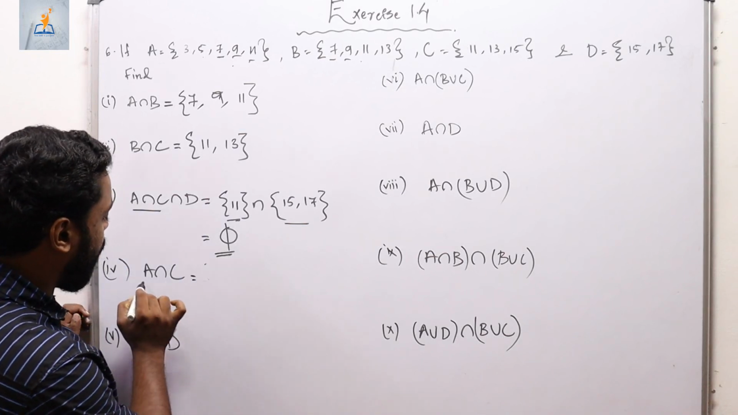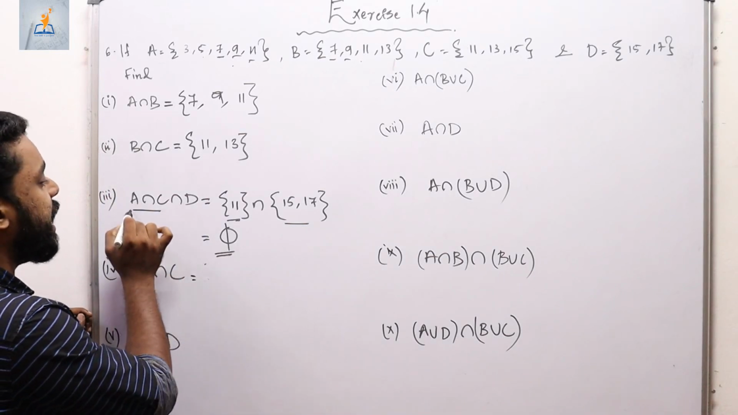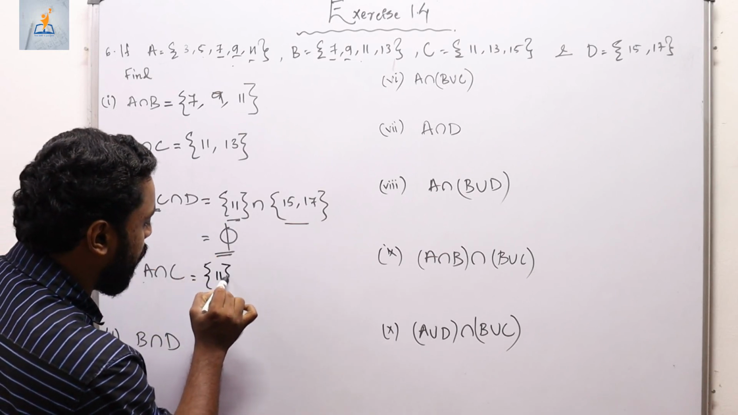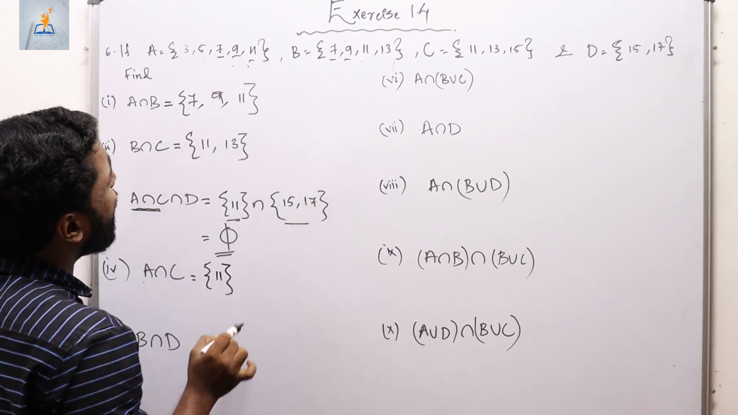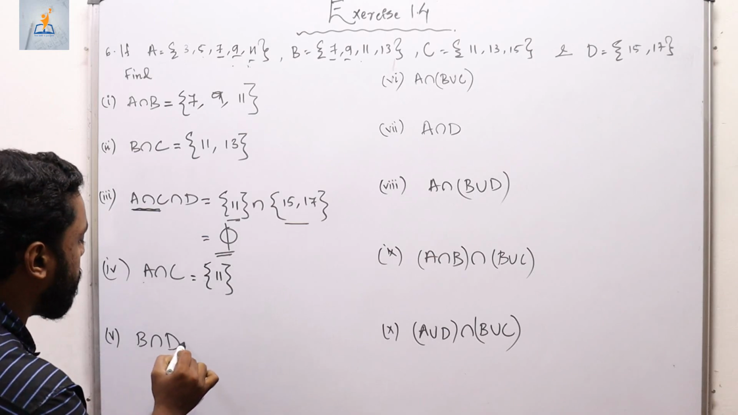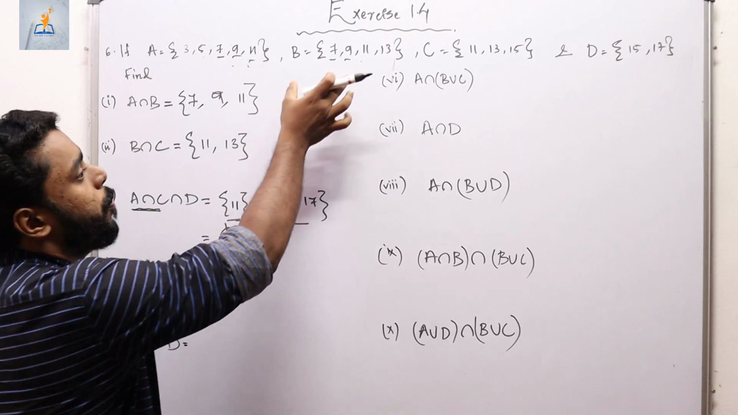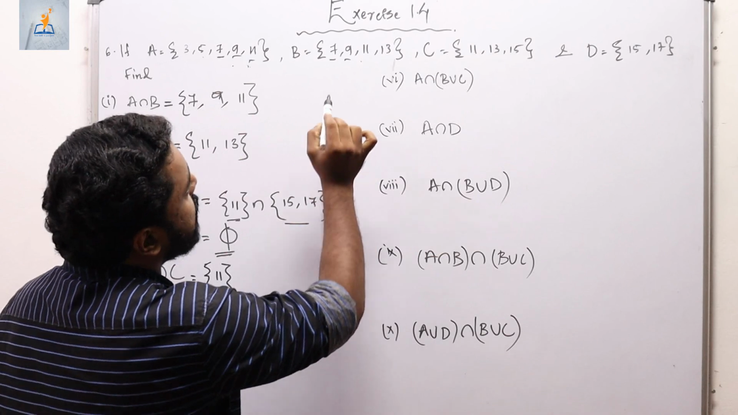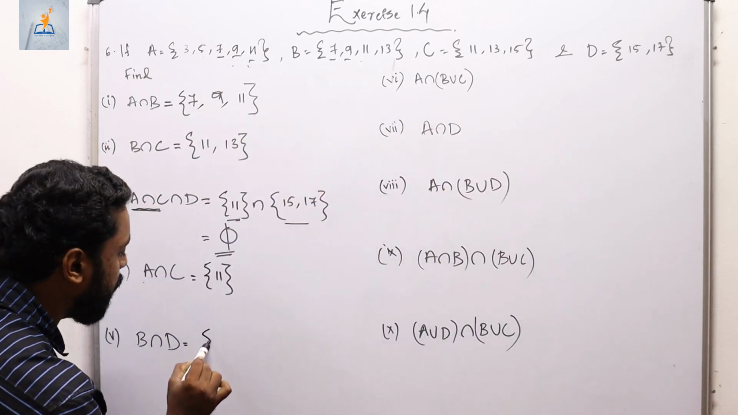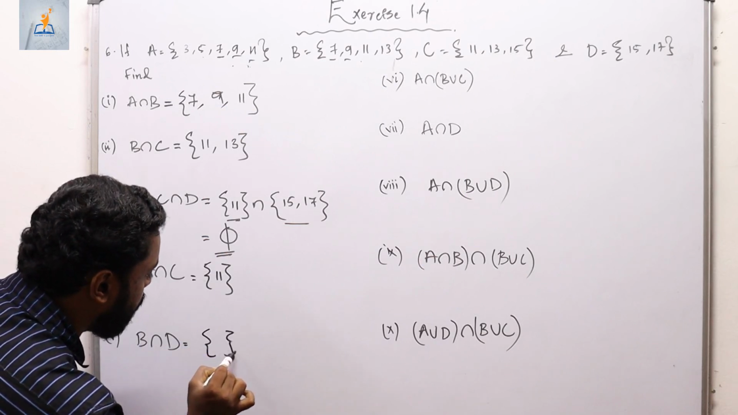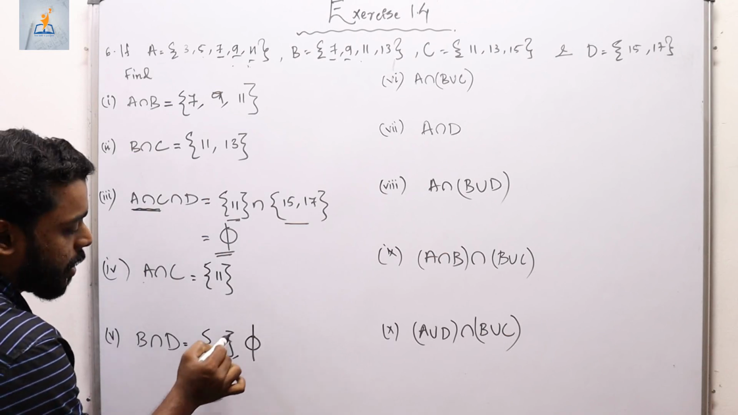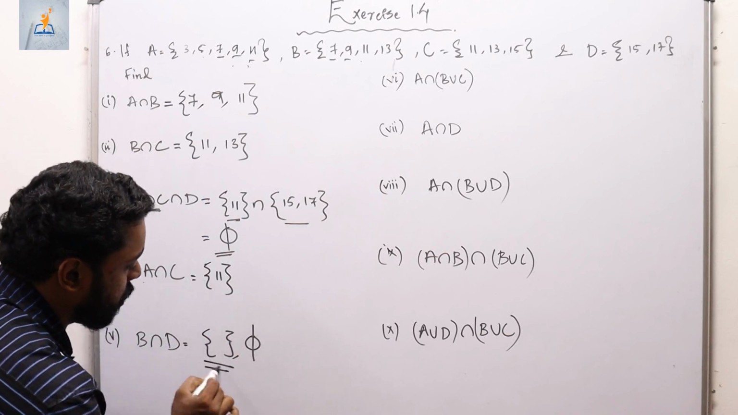Now we shall evaluate A intersection C. We already evaluated A intersection C, which is nothing but the singleton {11}, since 11 is the only element common to A and C. The next one is B intersection D. We shall observe B and D at the same time. We can see that there is no element common to B and D. Therefore the intersection will be the null set. We can represent the null set by either of these two notations. So I just represented B intersection D using this notation.